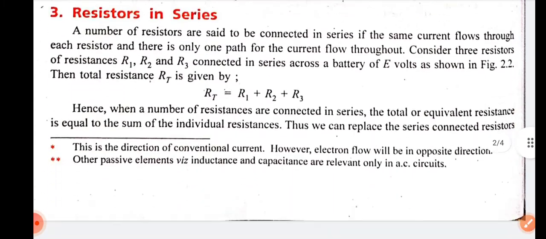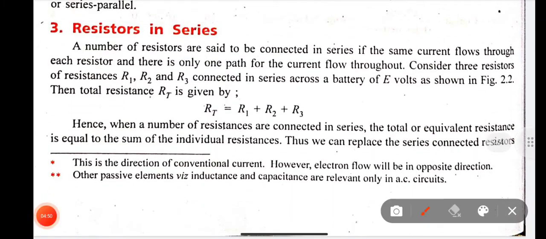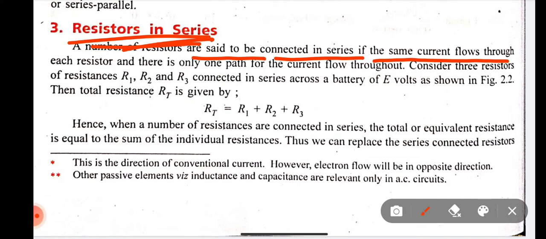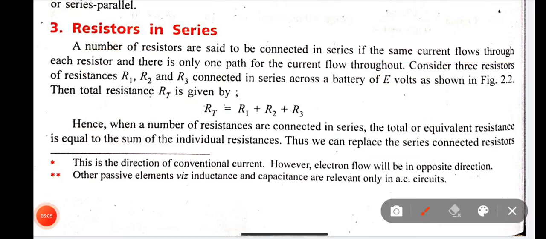So now let's come to the third point. What is the third point? The third point is resistance in series. So what is resistance in series? A number of resistances are said to be connected in series if the same current flows through each resistor, right? We have to know one more important thing about what's happening in a series when resistors are connected. So when resistors are connected in series, then the same current flows through each resistor.